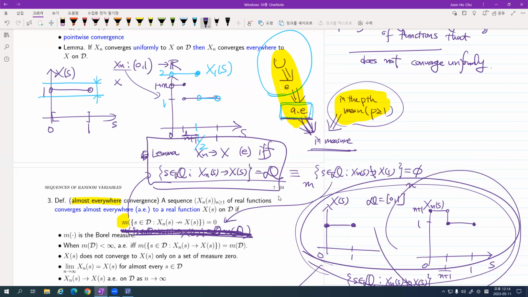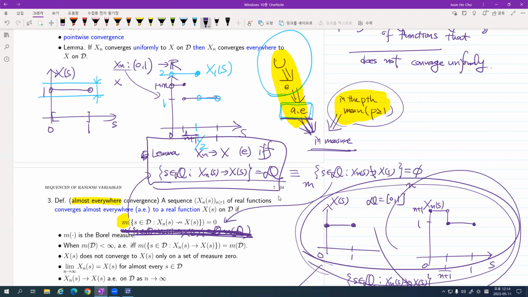So let's see. You choose some epsilon, some small number, and you construct a set of D on which these two differ by more than epsilon. Let's say epsilon is 10 to the minus 1, for example. Then what would be the subset? That is this interval, right? Now you measure the size of the interval. That is 1 over n plus 1. Now, the sequence of real numbers, 1 over 1 plus n, converges to 0, right?